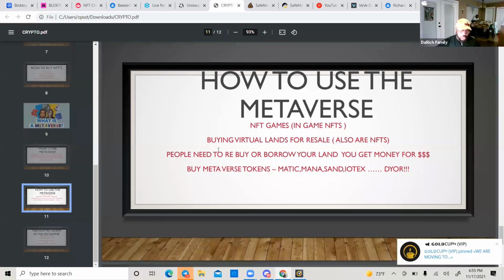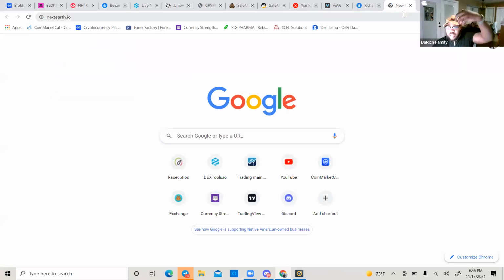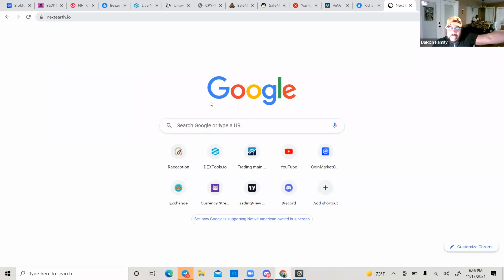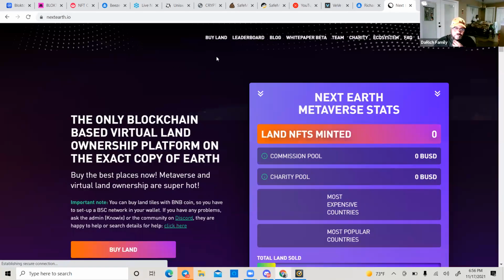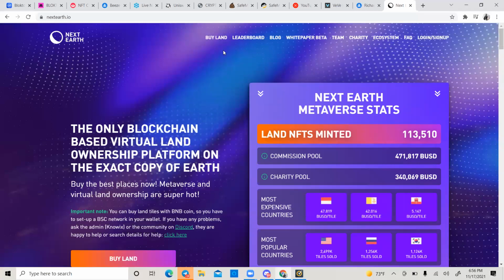NFT games. And then you want to be able to buy virtual lands for resale. Like Sandbox is a dope game where you can buy lands, Decentraland, Next Earth. These are places where you can go and buy. Let me type it out so you guys can see. You can actually buy your land, the house that you live in. You can go and buy it on these platforms. You said the house that we live in is on these platforms? Yeah, it's digital too. So they have a system somehow built into all of this stuff.